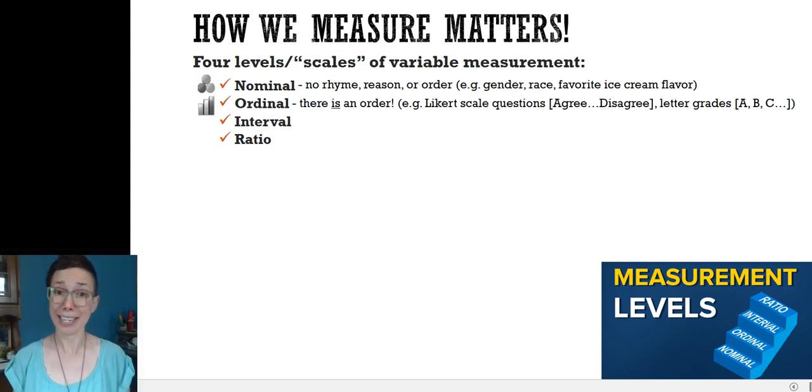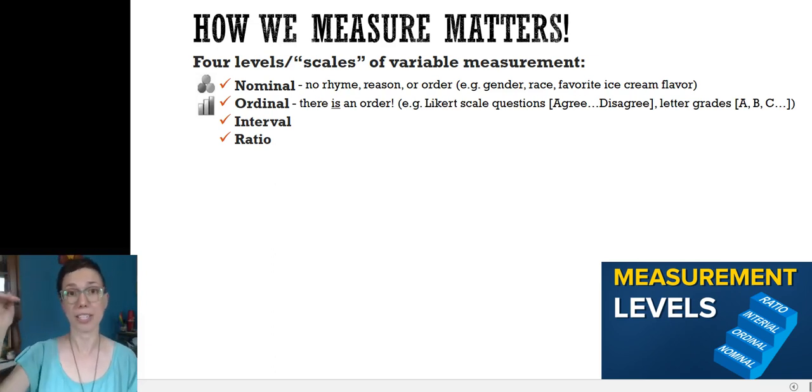Ordinal level data is data that does have some sort of natural order. So Likert scale questions, for example, if you're asked how strongly do you agree or disagree with something, we can very clearly put that in an order. Strongly agree, agree, neutral, disagree, strongly disagree. We know what order they need to go into. Same with letter grades. Same with something like educational attainment. We know what order those things go into.